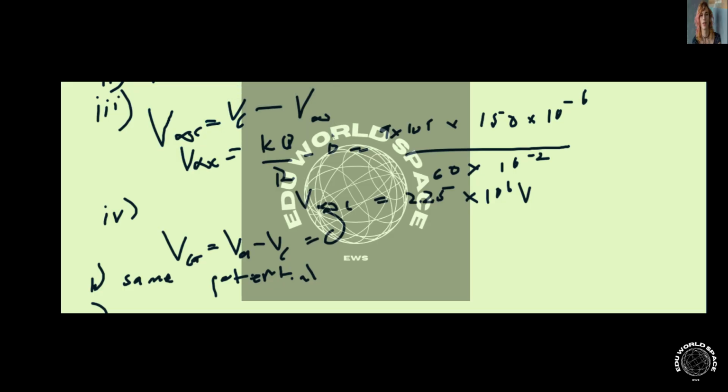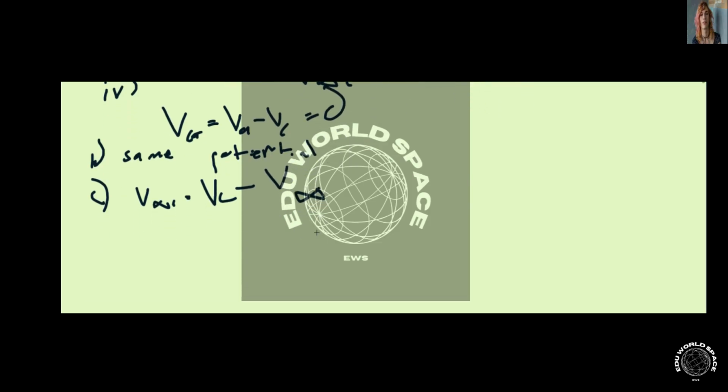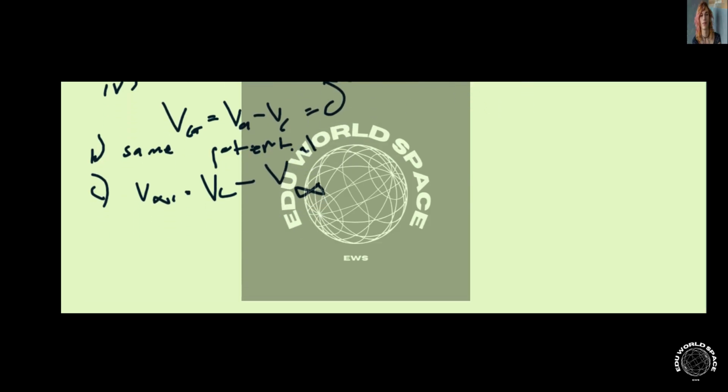That's not working, so let me just write it again. The potential from infinity to C is equal to VC minus V infinity. And since we already did this in the previous parts, we already know that the potential difference between C and infinity is equal to 2.25 times 10 to the power 6 volts.